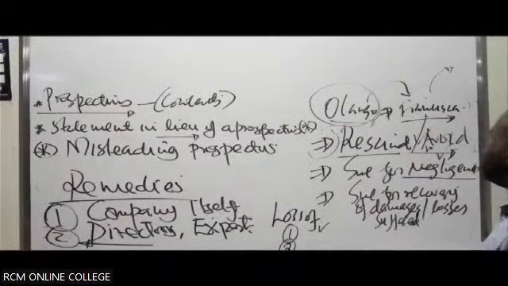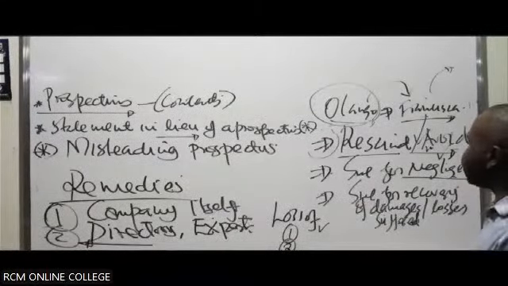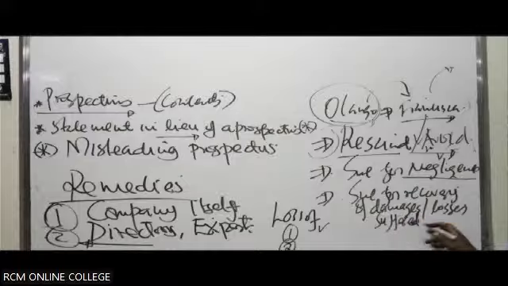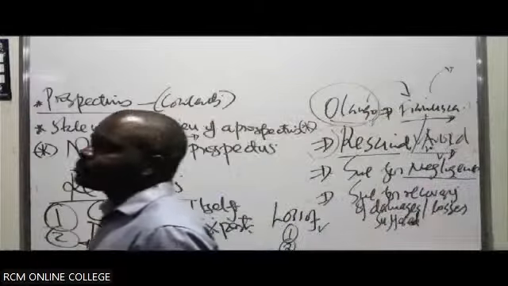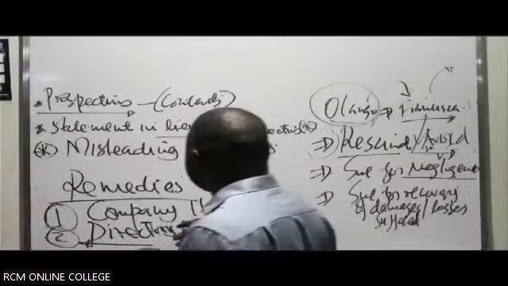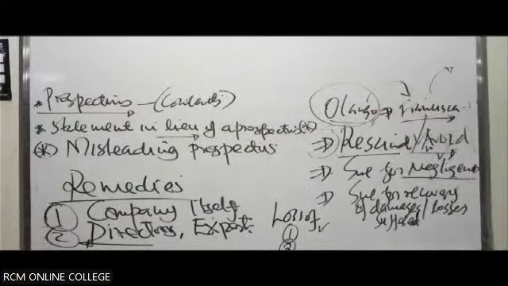Number 2, you can sue for negligence in a court of law. And number 3, you can sue for recovery for any damages or losses suffered, so long as you can prove an official officer of the company was responsible for that misrepresentation. And therefore, the company should be liable for its officers.